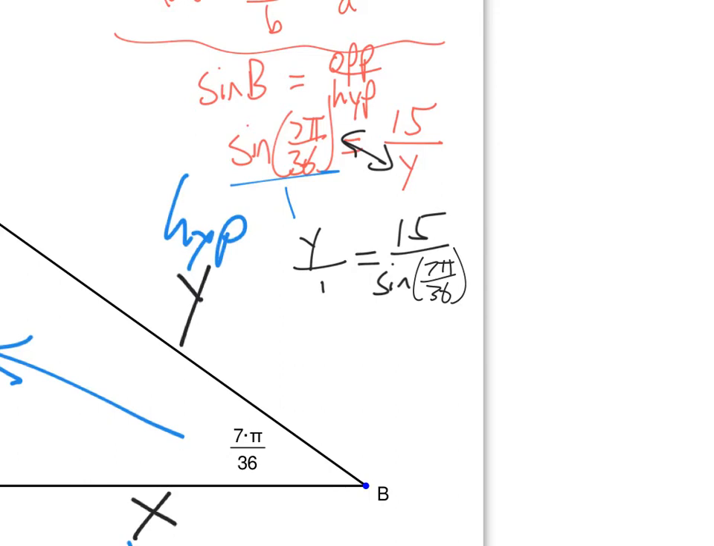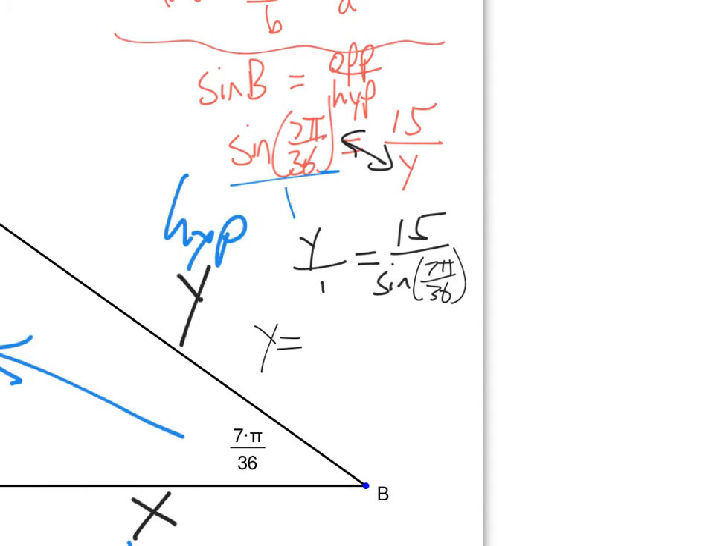Now, notice I haven't gone to my calculator yet. I haven't done any decimals. So go to your calculator now and just crank this out: 15 divided by the sine of 7 pi over 36. You can do it at one time. You don't have to do a two-step process.